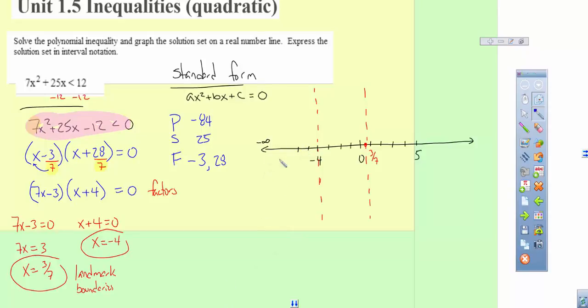So I need a number from this region. It doesn't matter what number it is. It's not going to be -4. So let's test -5 or -6 or -7 or -8, whatever you like. I'm just going to test -5. That way my numbers don't get too big.